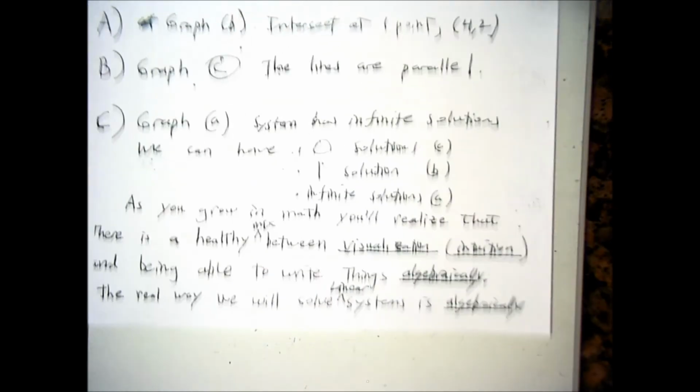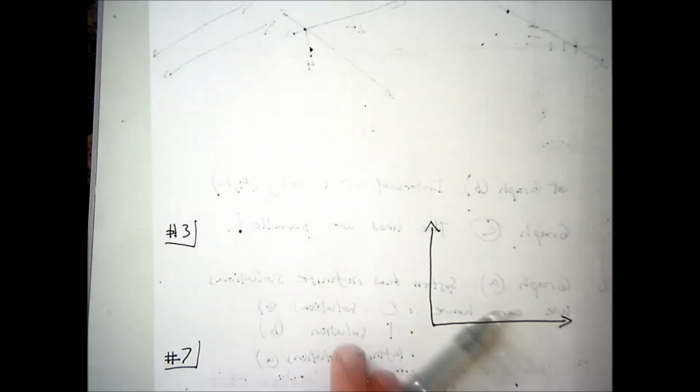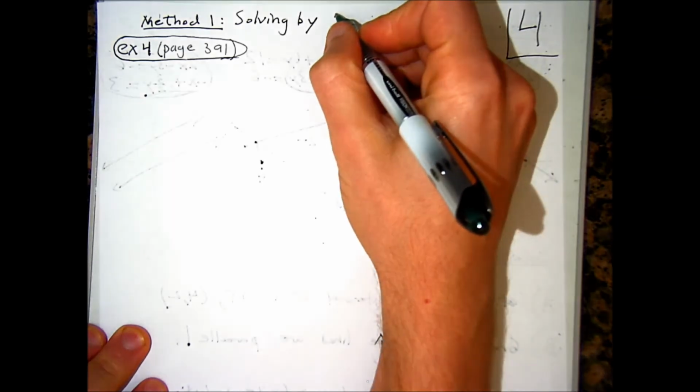Okay, that's enough talking. So that's the goal. We start out visualizing, we develop a good intuition, and now we're going to develop a recipe of how we solve these things with symbols. And the first way is solving by substitution.